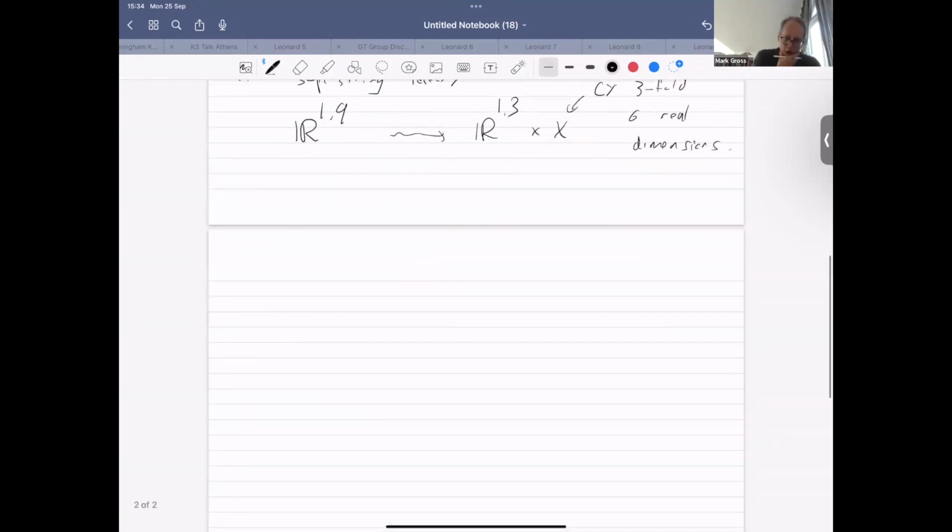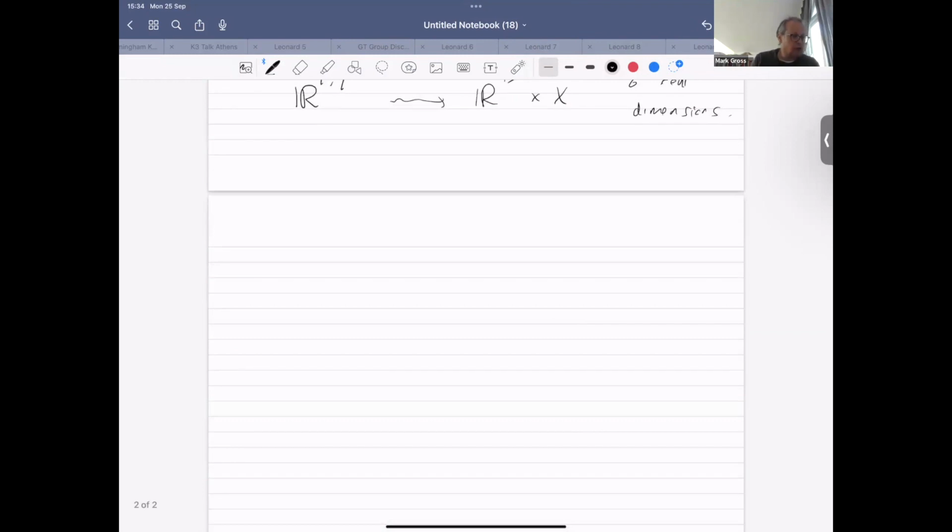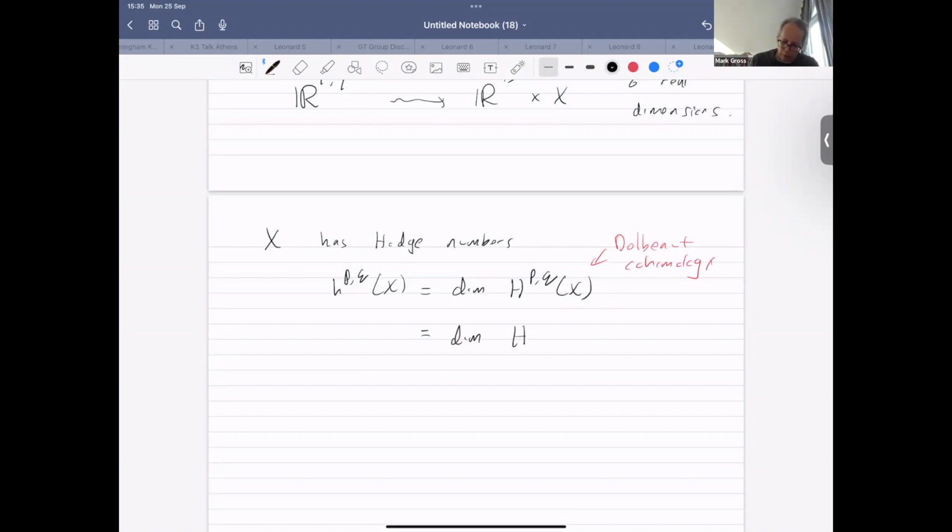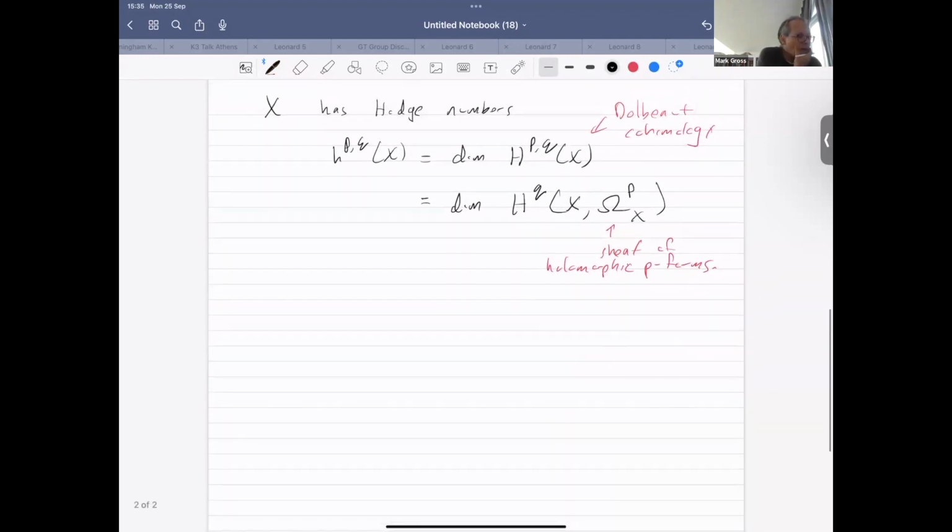Okay, so one of the crucial bits of information about a Kähler manifold are its Hodge numbers. So what is h^{p,q} of X? This is the dimension. There's a couple ways this is written. I'm going to assume you've seen this before. The dimension of the (p,q) topological cohomology group, or if you want, the dimension of the q-th sheaf cohomology group of the sheaf of holomorphic p-forms.